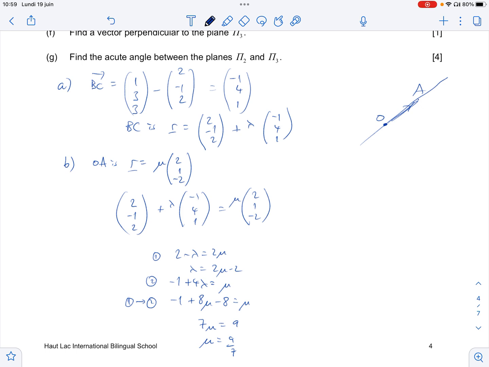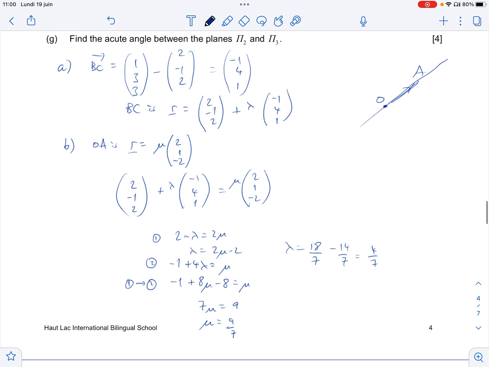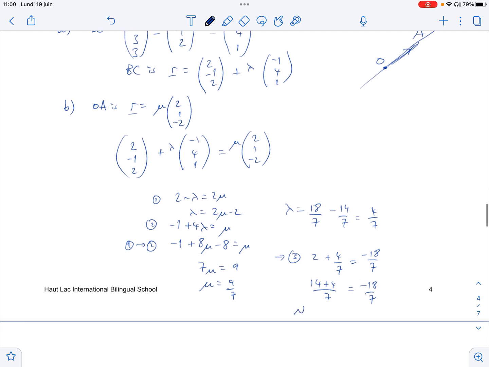And we put that in the third equation. Oh no, we need to find out what lambda is. Lambda equals 18 over 7 subtract 14 over 7 equals 4 over 7. And we put that into the third equation, gives us 2 plus 4 over 7 equals negative 18 over 7. So that implies that 14 plus 4 over 7 equals negative 18 over 7. Not true. Therefore, they do not intersect.